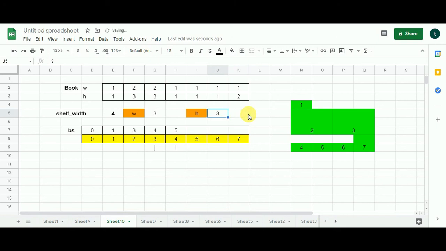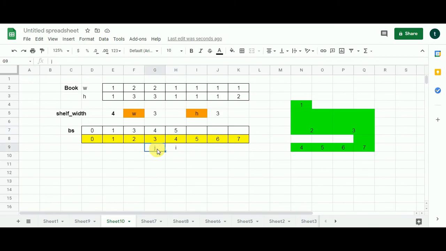Okay, so this shelf will be created with height 3 because book number 3 has height 3. Okay, and book number 4 can easily fit in. Alright, this 3 when added to the height of the previous arrangement, previously optimized arrangement, which is stored in the cell immediately before J, is going to give me 6. Now this 6 is greater than the height stored here. So I am not going to consider this arrangement. Alright, that is discarded. Cool.